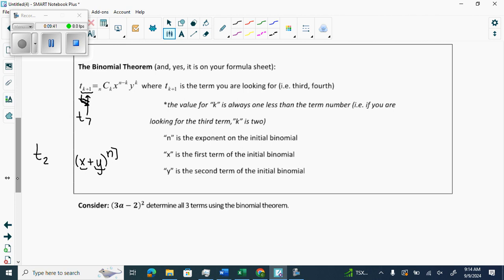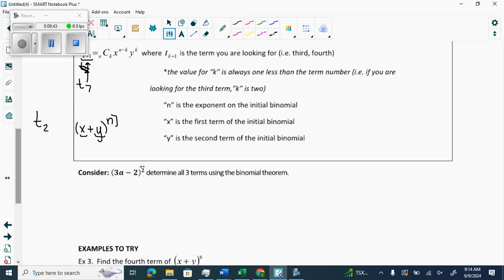Okay? So I know that because this is a 2, I'm going to have how many terms? 3 terms, correct? It is 1 more than that exponent. So I know I'm going to have to find term 1, term 2, and term 3. Right? There's going to be 3 terms I have to find. Do you agree?